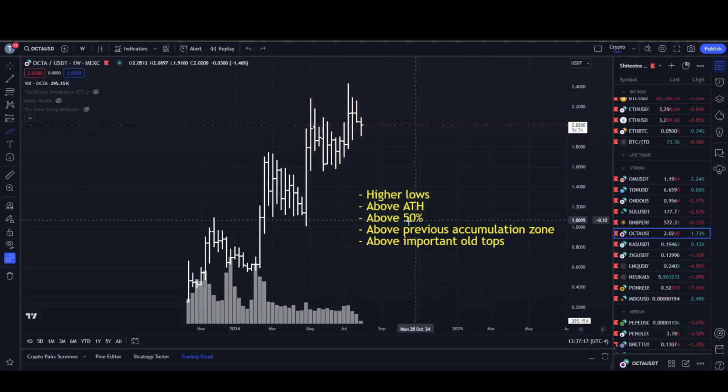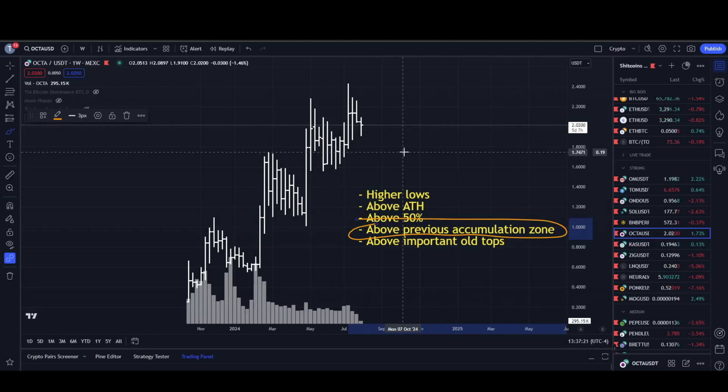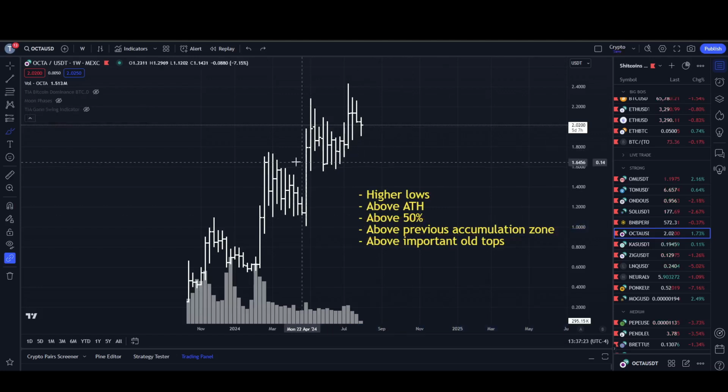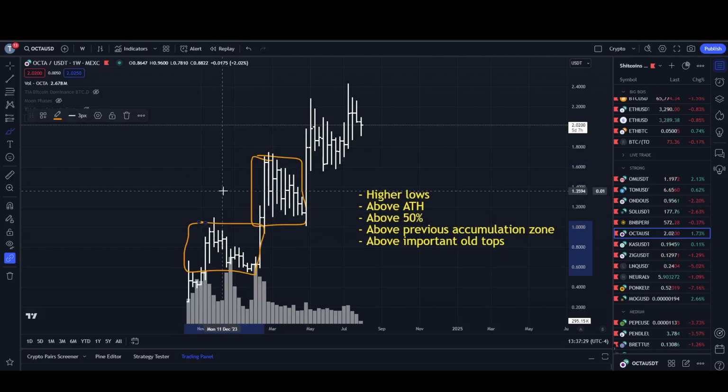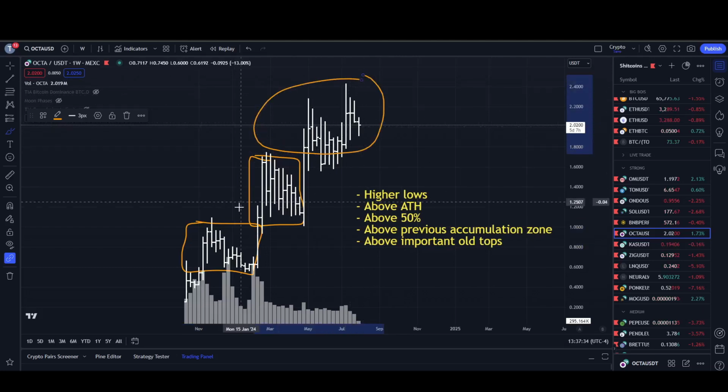Next, my fourth rule is: is it above the previous accumulation zone? Now, this one is complicated, but basically, I will be looking at sideways periods like that and asking myself, is it above these old sideways periods? In the case of Octa, yes, it is. It's above its 2 previous accumulation zones, so it is bullish.